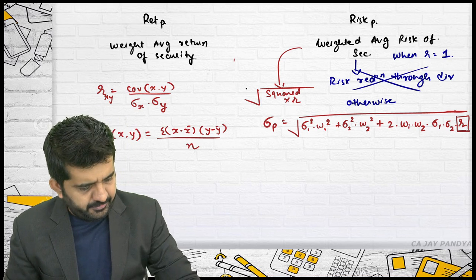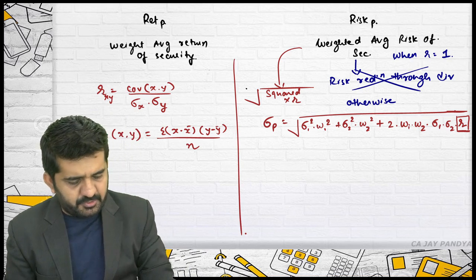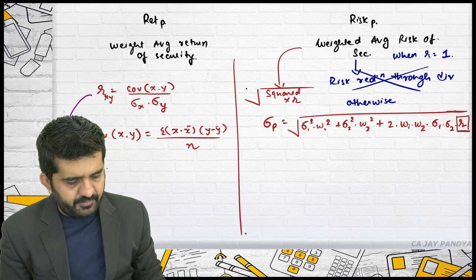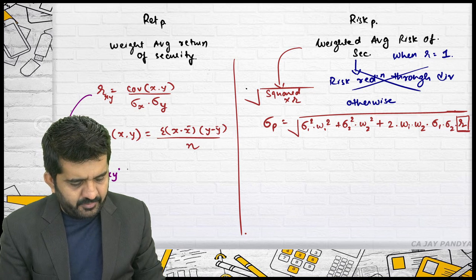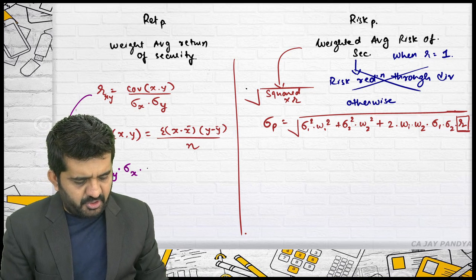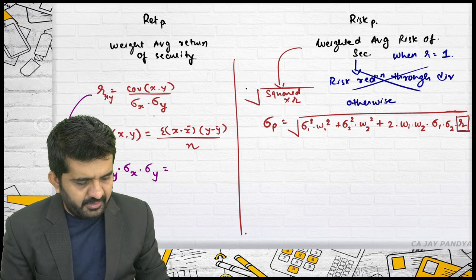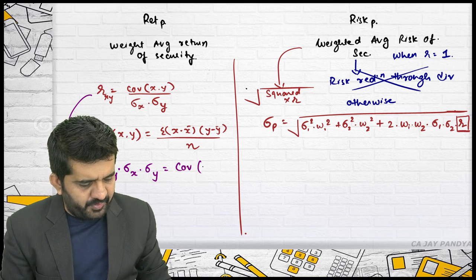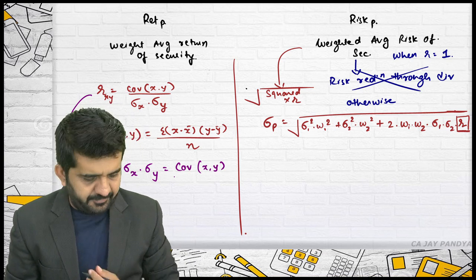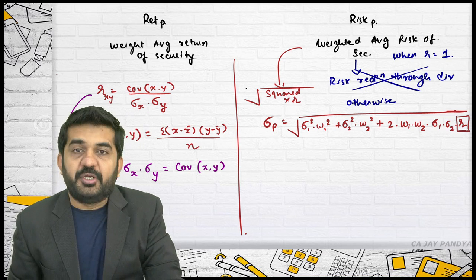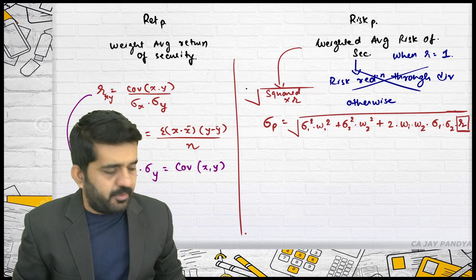Please concentrate. Can I modify this formula in this manner? Rxy into standard deviation of x into standard deviation of y is equal to covariance xy. The answer is yes. I have just taken this denominator on the left hand side and it will become numerator. So this will be the formula.